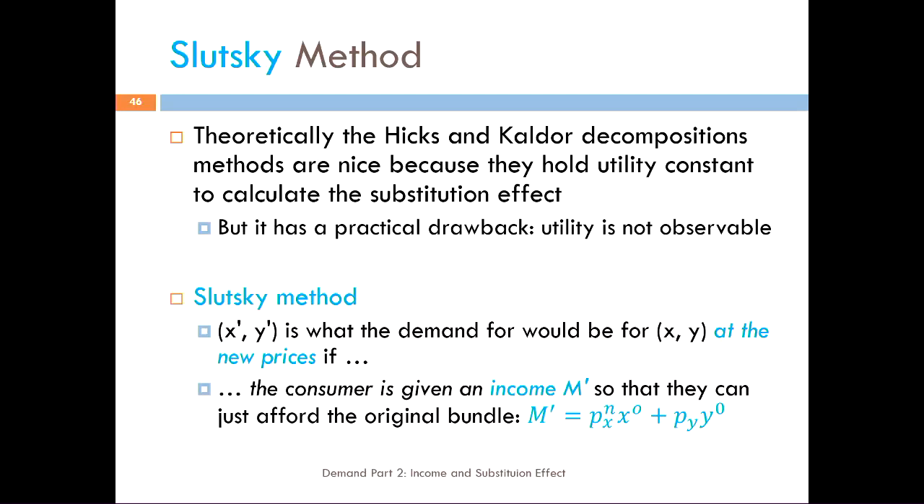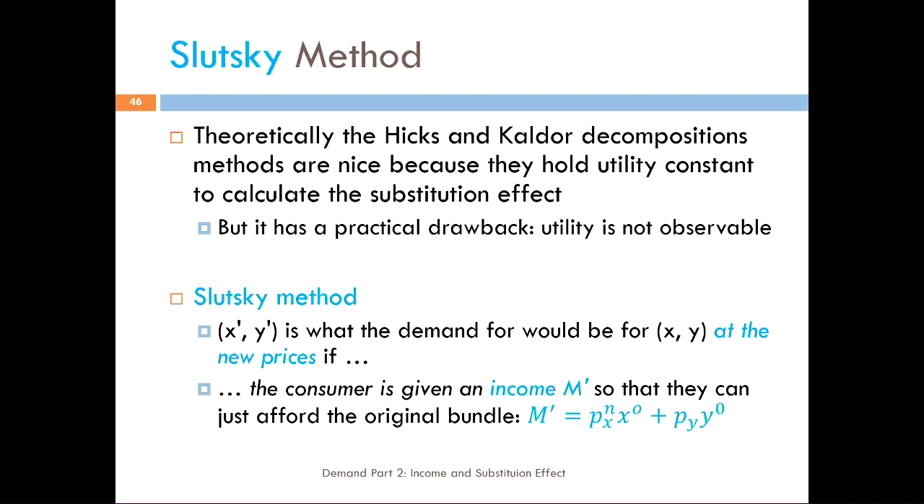So again, the Slutsky method says the hypothetical bundle, X prime, Y prime, is what the demand would be for the goods X and Y at the new prices if you're given just enough income so you can just afford the original bundle at the new prices. Okay? Now, the advantage of this, as I pointed out, is that notice it's easy to calculate that income because that income only depends upon observables. We get to observe X naught, Y naught, what people buy. Right? We see that in the supermarket data, and we know what the prices are.